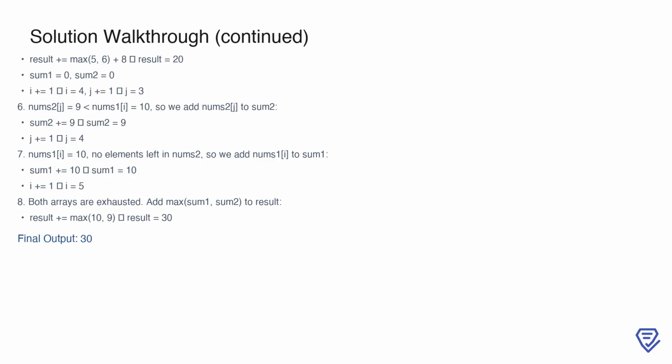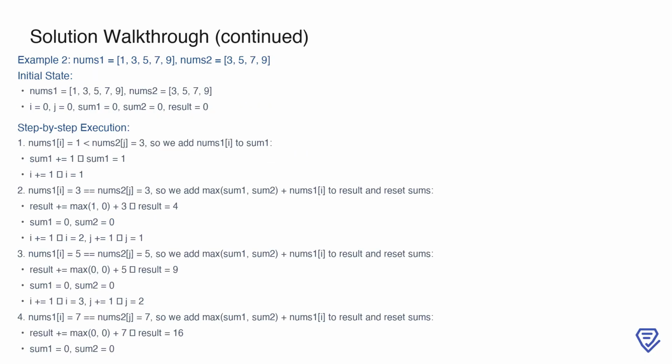Now, nums2[j] equals 9, which is less than nums1[i] at 10. Therefore, we add nums2[j] to sum2, updating sum2 to 9, and move j to the next position. Since nums2 is now exhausted, we add the remaining value in nums1, which is 10, to sum1. This updates sum1 to 10, and i is incremented to 5. Finally, with both arrays exhausted, we add the maximum of sum1 and sum2, which is max(10, 9), to the result. This brings the result to 30. The final output for this example is 30.